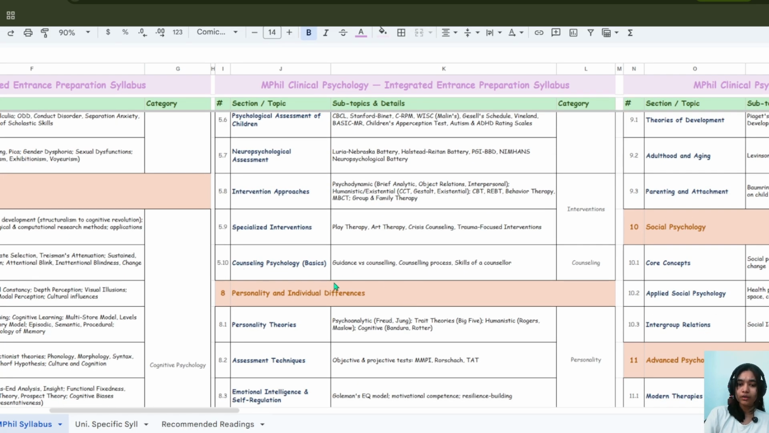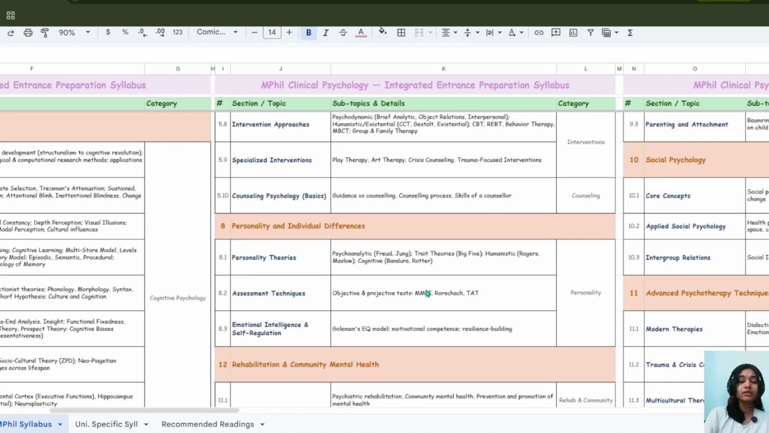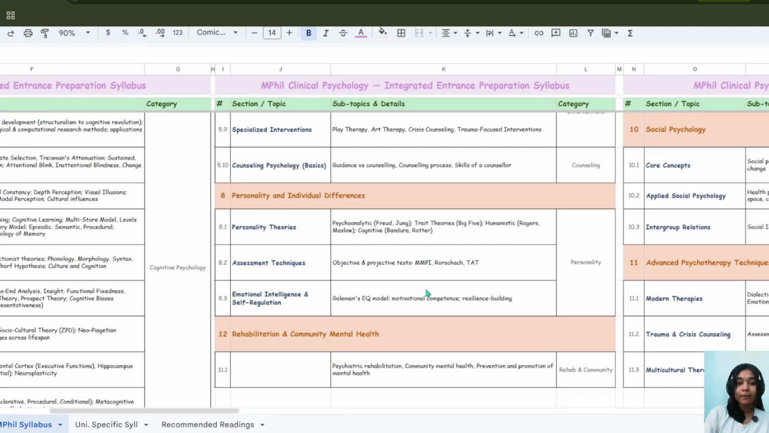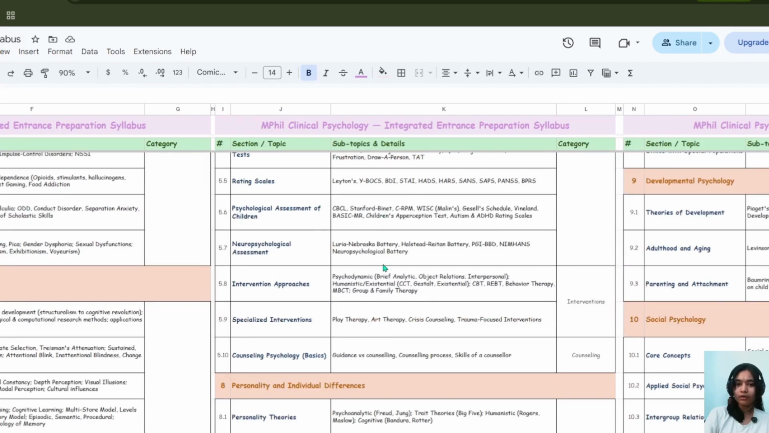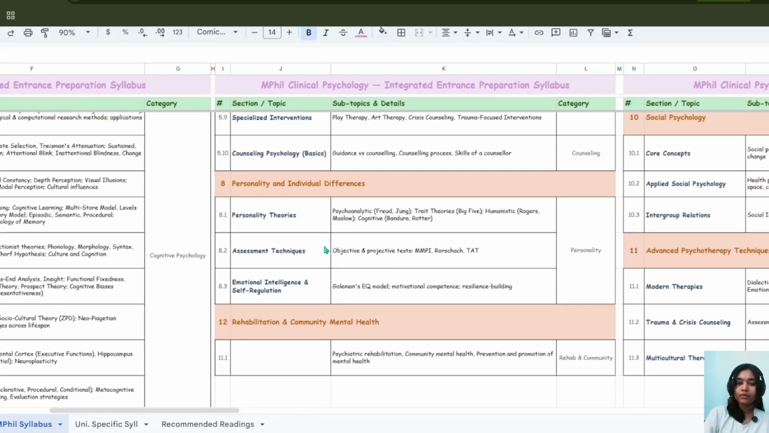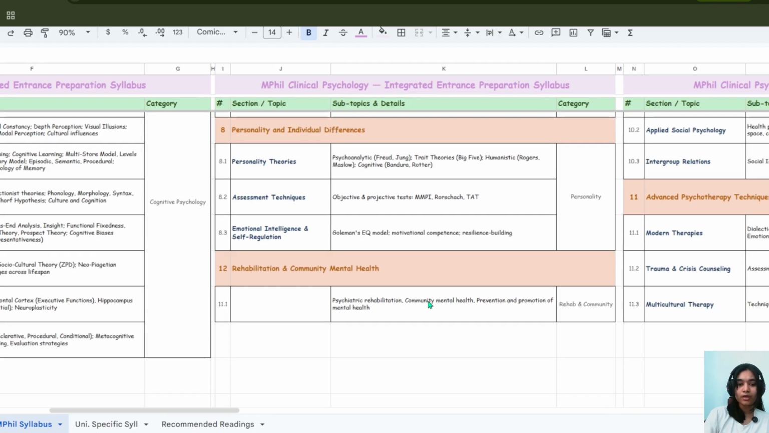Apart from that, you should also know what is guidance, what is counseling, what is the process, what skills a counselor should possess. Then comes your personality. Personality is testing, which you'll already be covering in your assessments, so you would already be covering this. Other than that, you have to cover the big theories in personality. So go through that, and your emotional intelligence also becomes really important.